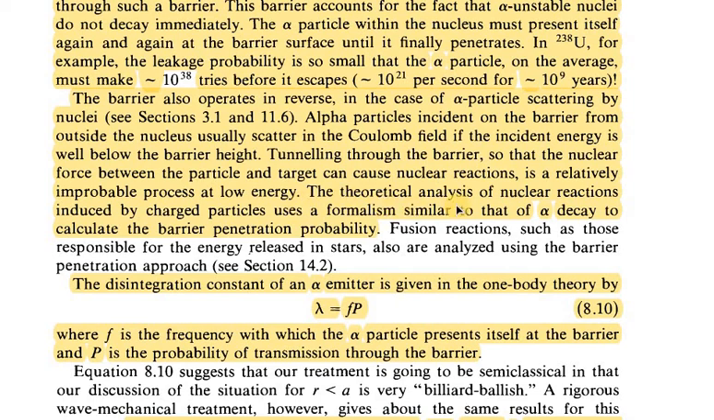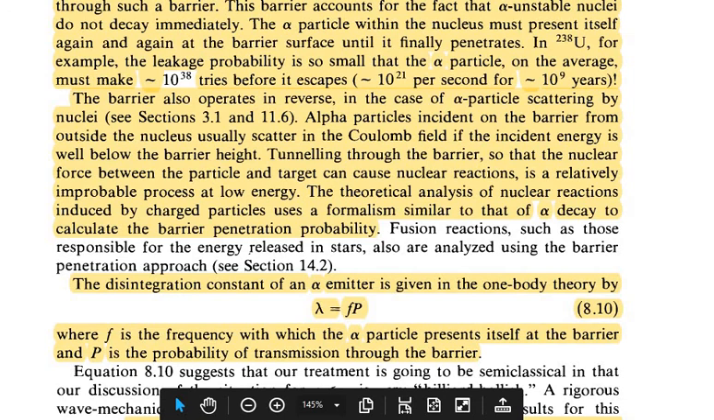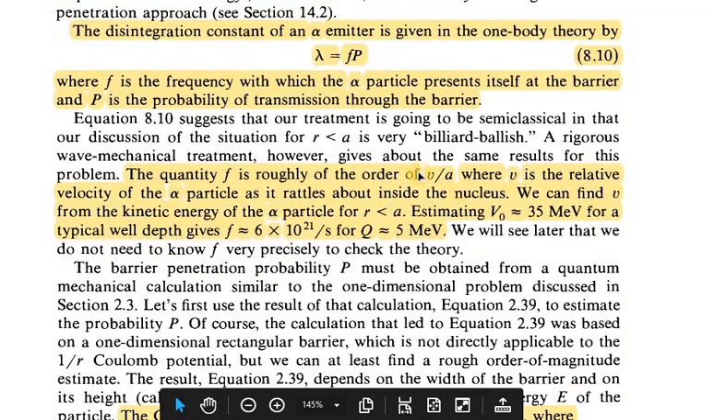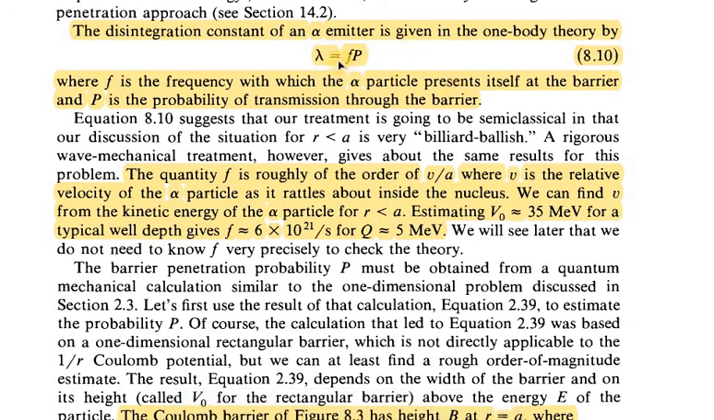The theoretical analysis of nuclear reactions induced by charged particles uses a formalism similar to that of alpha decay to calculate the barrier penetration probability. The disintegration constant of an alpha emitter is given by the one-body theory by lambda equal to F P. F is the frequency with which the alpha particle presents itself at the barrier, and P is the probability of transmission through the barrier.